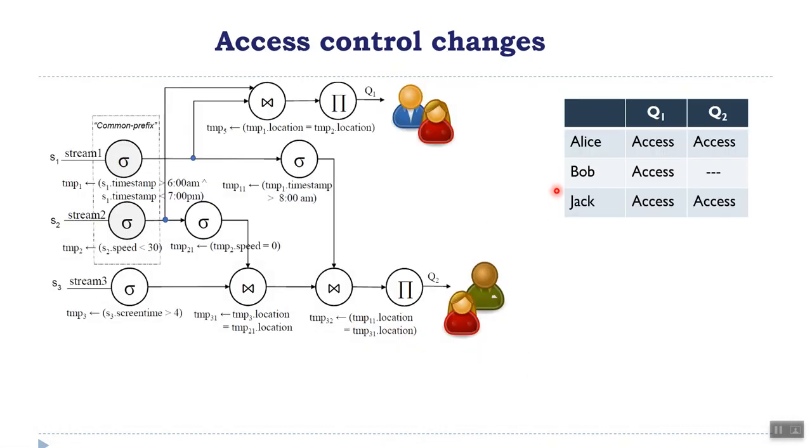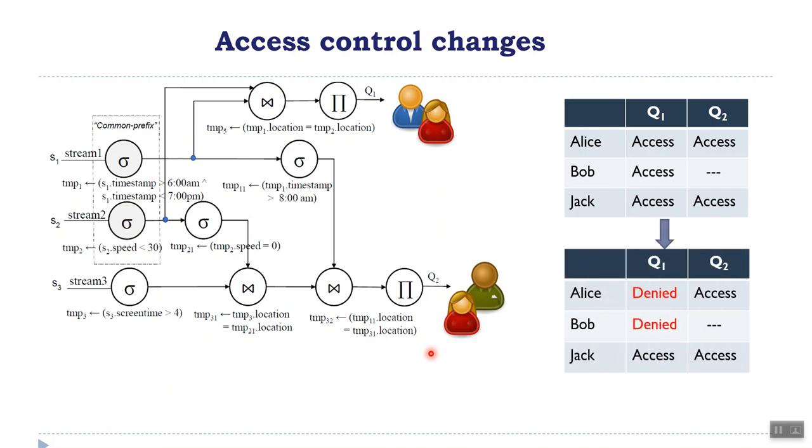Let's assume that Alice, Bob, and Jack, all three of them, are allowed access to all three data streams, and accordingly they can run queries over those data streams. And so the network is executing, there's no problem, all three users are accessing the query results. What happens if the access control policies change and Alice and Bob are denied access to query 1?